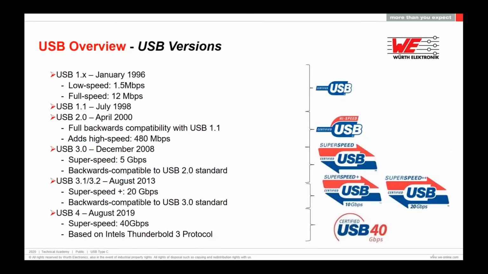Let's start. So it all started in 1996, from today's point of view, with a very slow 1.5 Mbit per second. Nowadays, from August 2019, USB 4 is released. So this means we now have speeds up to 40 gigabit per second, and it's all based in principle on the Thunderbolt 3 protocol from Intel.